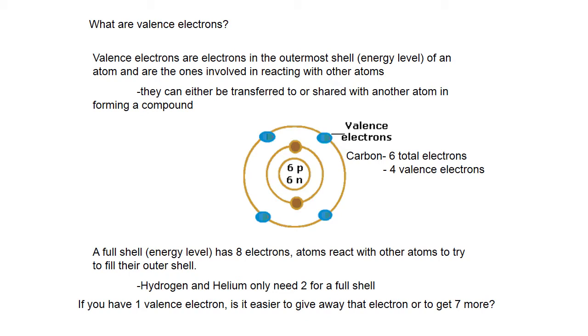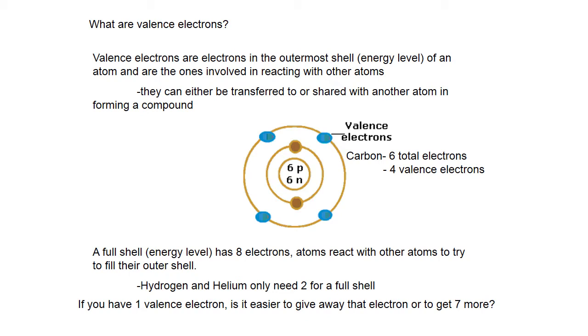A full shell or energy level has 8 electrons, and atoms react with other atoms to try to fill their outer shell. So an atom with 7 valence electrons, like chlorine, wants to react with an atom that has 1 valence electron to give it a complete set of 8. Sodium, Na, has 1 valence electron, so it and chlorine readily react with each other to form NaCl, also known as sodium chloride or table salt.